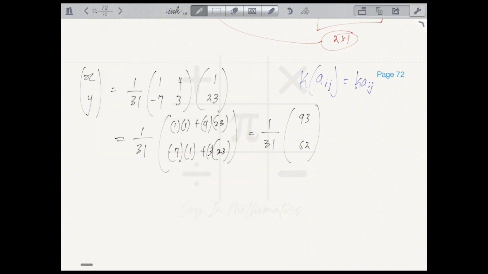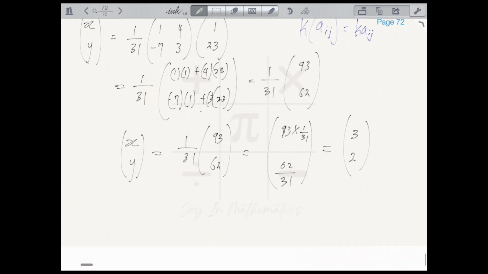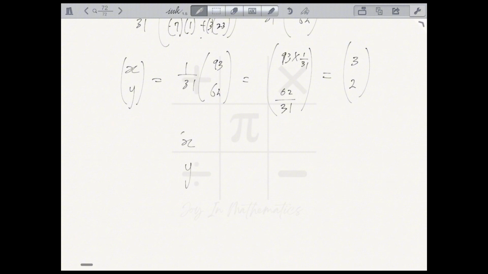Now with that done, we know that x, y is equal to 1 over 31 multiplied by 93 and 62. So this will mean it will be 93 divided by 31 and 62 divided by 31, or 93 times 1 over 31, as the case may be. And we will have our answer to be 3 and 2. So in final, we have x, y is equal to 3 and 2.